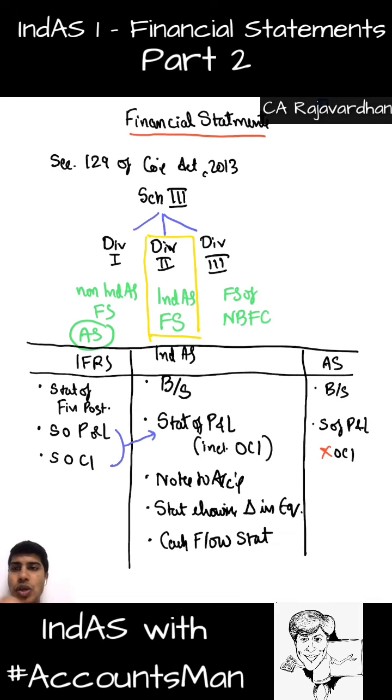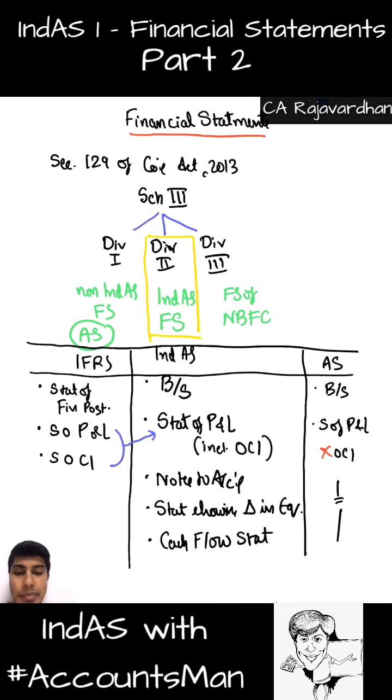And same, notes to accounts and rest of the items were same. Notes to accounts was there, statement showing changes in equity was there, and cash flow statement was also there in our accounting standard. So this is with regard to financial statements as per Ind AS 1, that is presentation of financial statements. So now let us go and start discussing each of our items in detail.